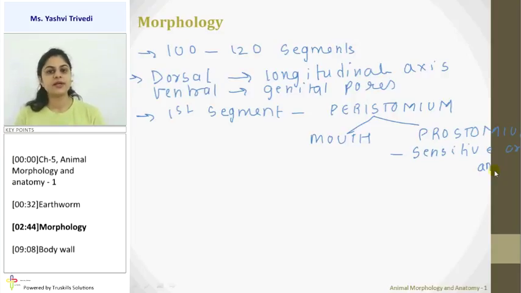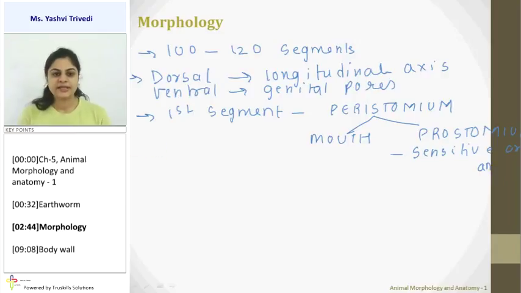As they are living in the soil only, they need to make a way through the soil. So for that purpose, they are using the prostomium, which is a wedge-shaped organ that drills through the soil and makes the way for the earthworm to pass. So it's a very important organ for their body.